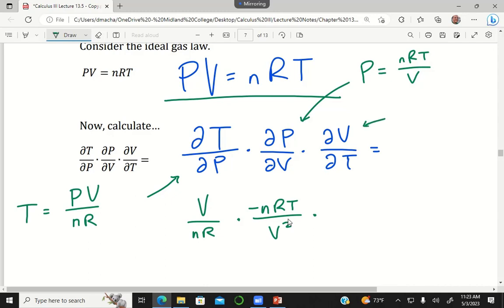Then, what's the partial of v with respect to t? I could write V equals nR over P times T. And so the partial with respect to T would be nR over P. Okay.